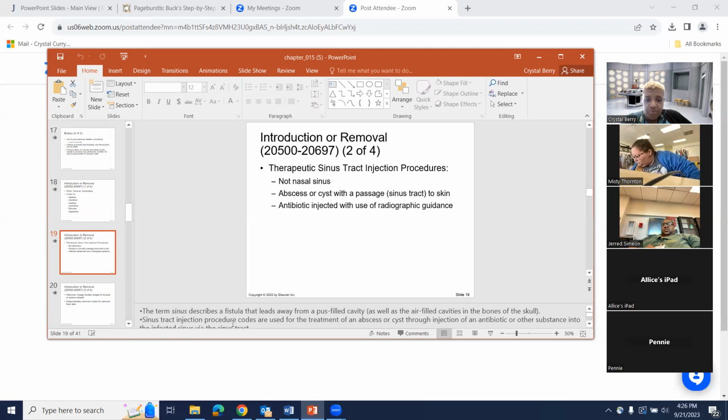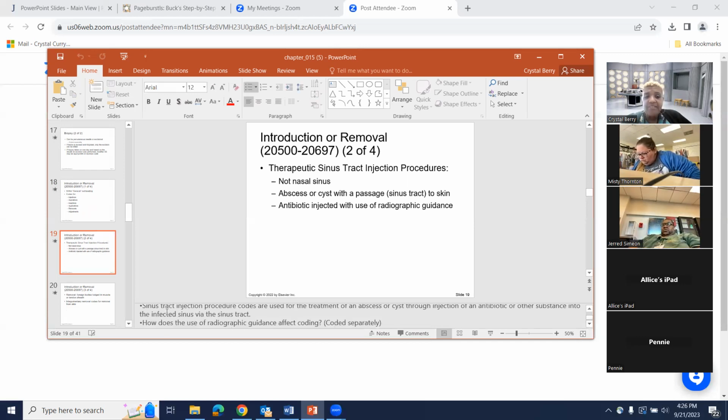Sinus tract injection procedure codes are used for the treatment of an abscess or cyst through injection of an antibiotic or other substance into the infected sinus via the sinus tract. How does the use of radiographic guidance affect coding? It's coded separately.